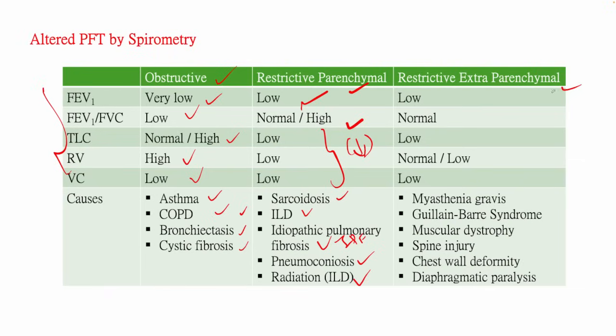Now in extraparenchymal disease, you will find FEV1 to be low, the ratio could be normal, and all the rest of the capacities will be low except RV, where it can be normal or low. You will find this in myasthenia gravis or Guillain-Barré syndrome, where your immune system attacks your nerves, in muscular dystrophy or any kind of spine injury, chest wall deformity or diaphragmatic paralysis, where there is nerve involvement. In these cases you will find altered PFT. So these are clinically helpful. Remember this table.